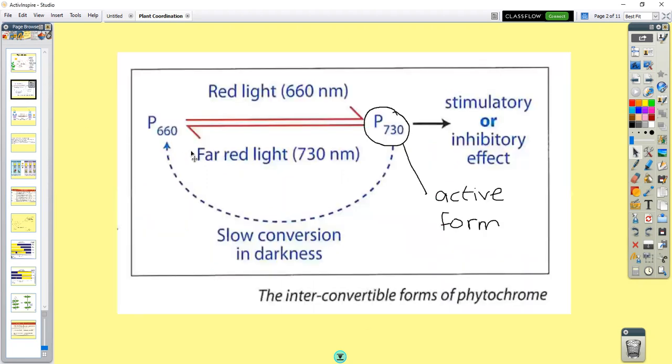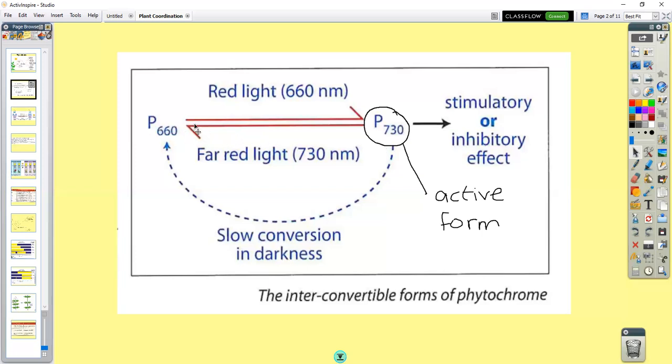Okay, so two interconvertible forms, or two interchangeable forms of phytochrome. The P660, during daylight or during red light of 660 nanometers, which tends to be during the day, is quickly converted to P730, that active form, and that will either bring about a stimulatory effect of flowering or an inhibitory effect of flowering. And then during nighttime or during darkness, P730 is slowly converted back into P660, or is quickly converted back into P660 if far red light is shone on the leaves or on the plant.